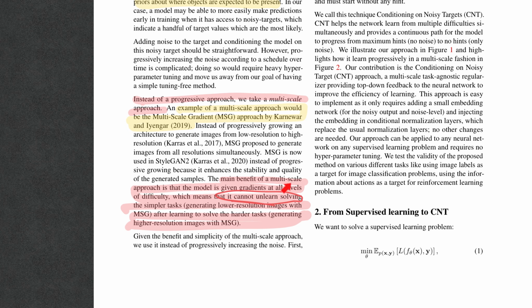So they mentioned that the main benefit of the multi-scale approach is that the model is given gradient at all levels of difficulty. Again, at all levels of difficulty. The advantage of that is that as you're directing the model to perform a certain action, it cannot unlearn solving the simpler tasks. For example, in the case of StyleGAN generating lower resolution images with MSG, after learning to solve the harder tasks. So again, you sort of want to retain the information about the easier samples as well.